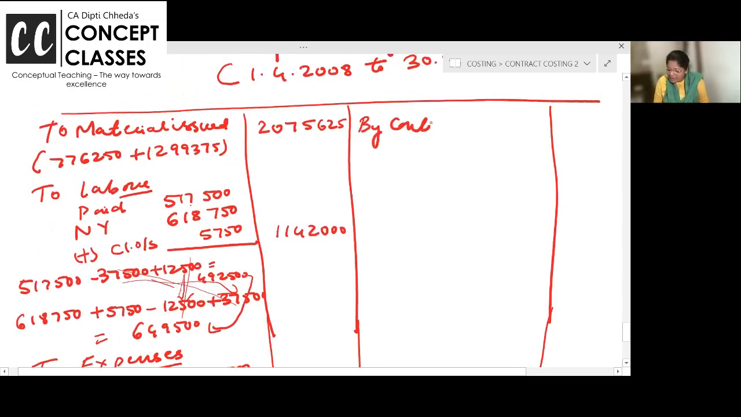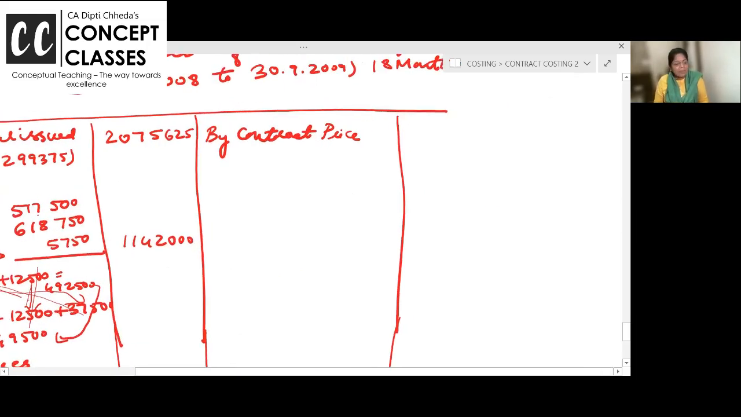Because I am taking the whole contract, I will not write the work in progress. I will write the contract value. Contract price कितना है? 41,21,875. This is my contract price.